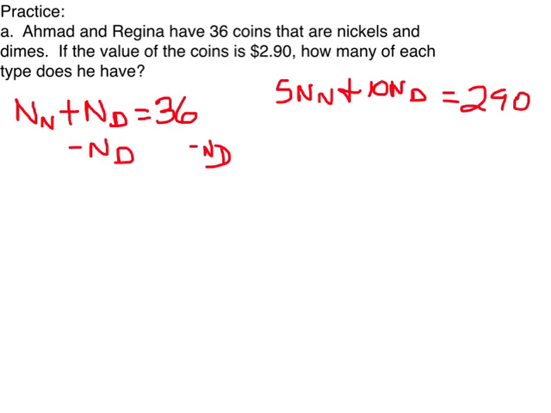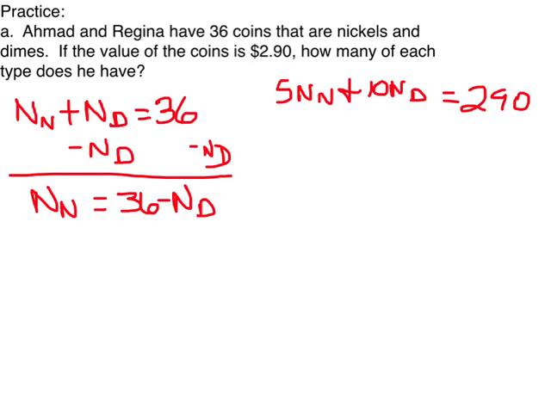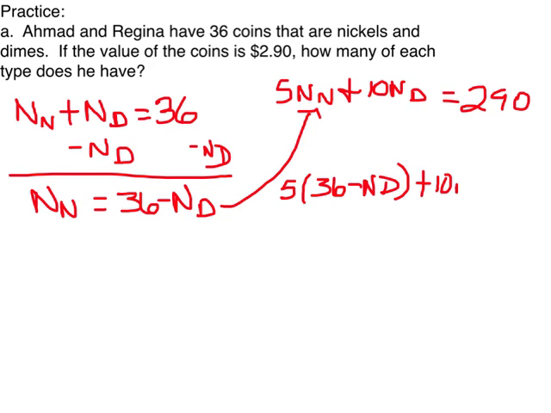All right, so let's go ahead and subtract ND from both sides. And I get NN equals 36 minus ND. Now I can substitute this in right here. 5 times 36 minus ND plus 10 ND equals 290.